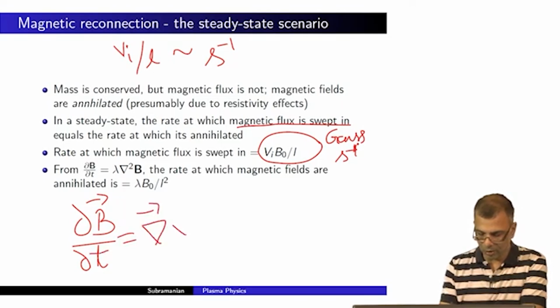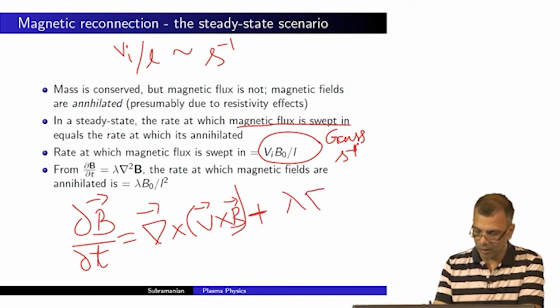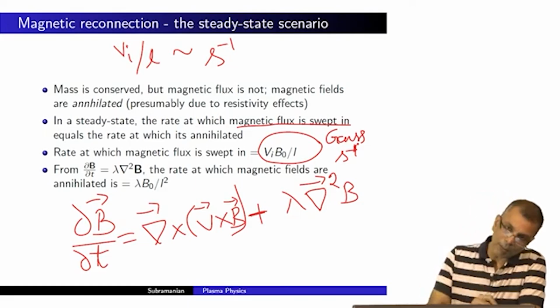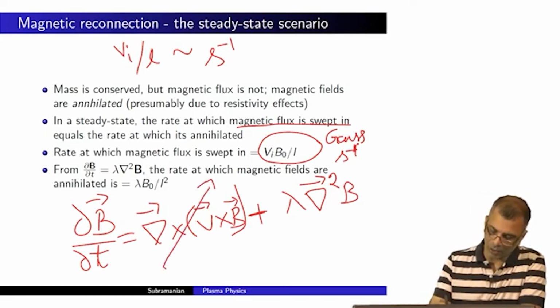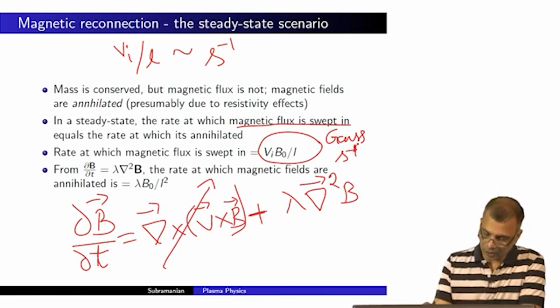Curl of, right, and that is all, because the other resistive term was generally not important. This term is generally not important. In this case, the opposite is true. This is not important. And so it is only this term which is important.